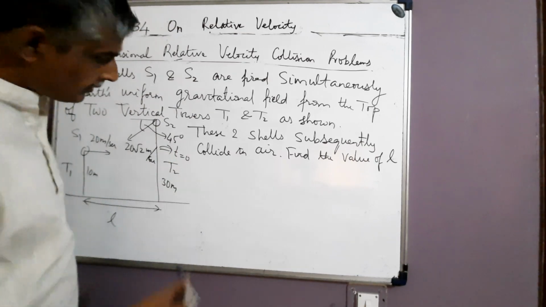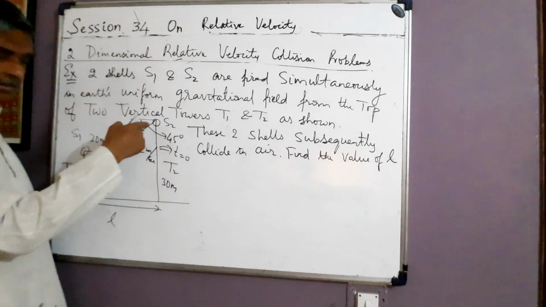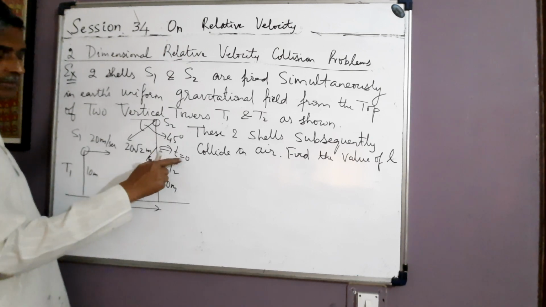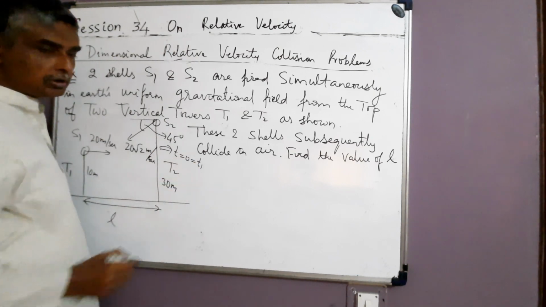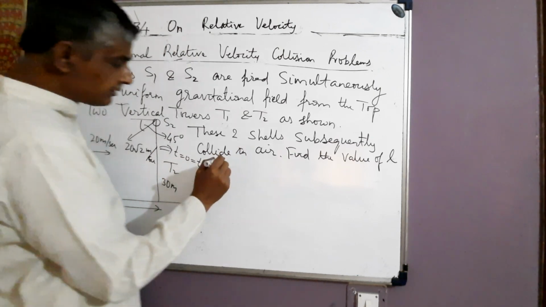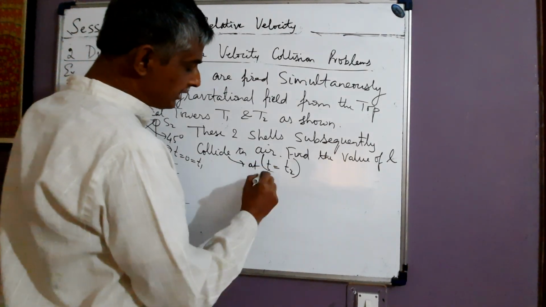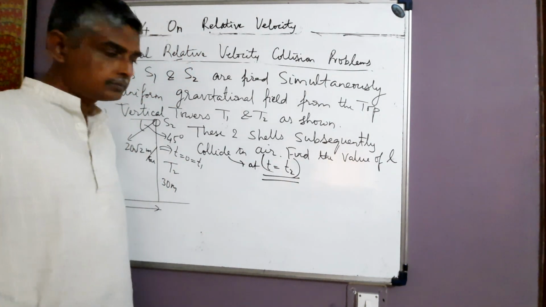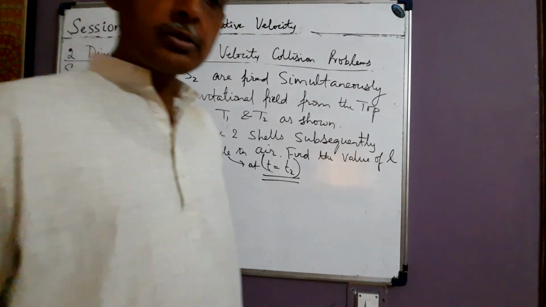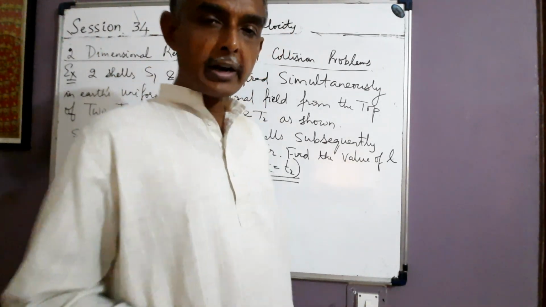Fine. So now in this way you can see that this problem is definitely the case of phase A of phase 1. Now they are fired simultaneously at the same instant. That is time instant t equals 0, let it equal to t1 say. They collide in mid-air at say t equals t2. At t equals t2 they collide in mid-air.